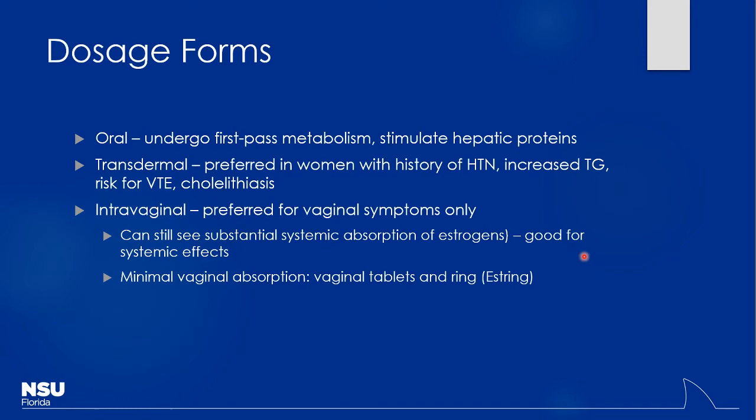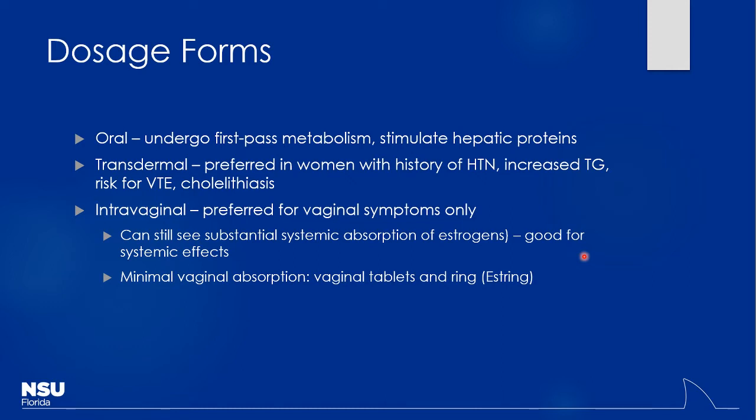So in terms of dosage forms, we have many that are available. Certainly oral is going to be the one that has the most first-pass effects and the most effects on the liver. And so again, you can see things like cholestasis and clotting factor production with the oral dosage forms most predominantly. It still happens with the other ones, just not as strongly.